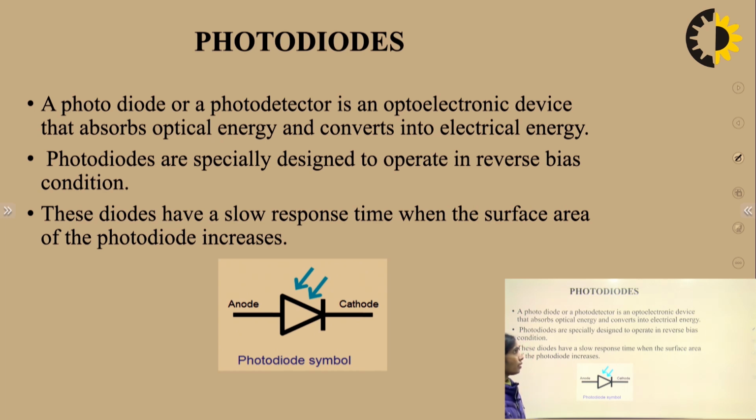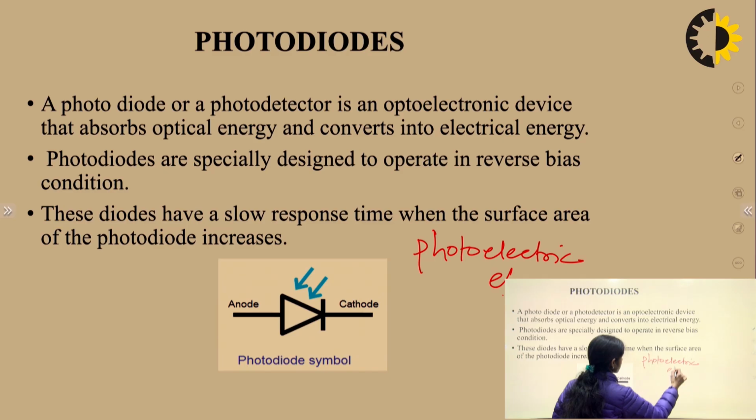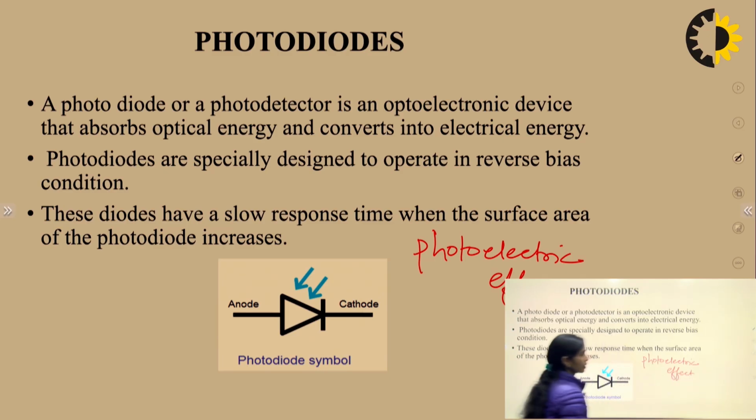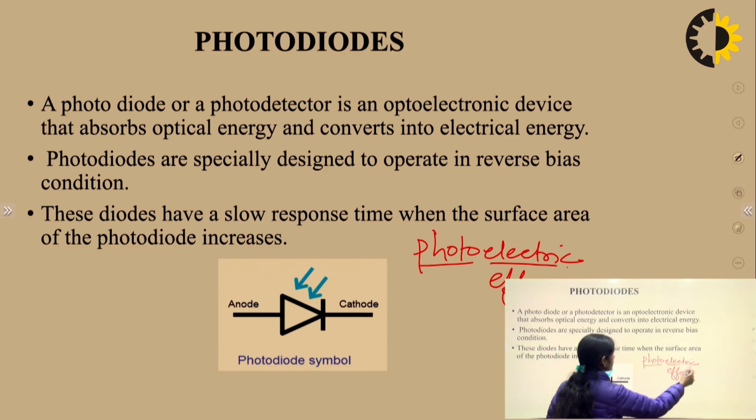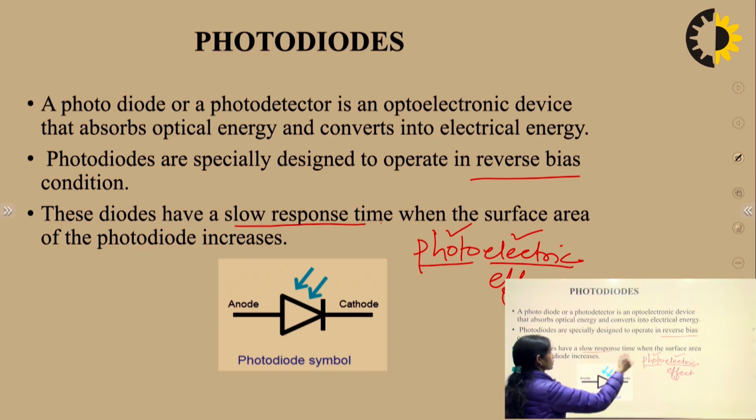Now the next special diode we are going to study is the photodiode. It is again based on the reverse principle of LED. Basically it is based on the principle of the photoelectric effect. A photodiode converts light energy into electrical energy. Photo means light, and this is electric, so it converts light energy into electrical energy. It again operates on reverse bias. Depending upon the surface area of the depletion layer, it will give a higher or slower response time.